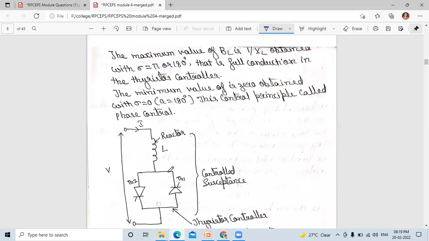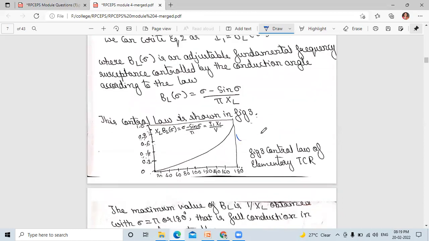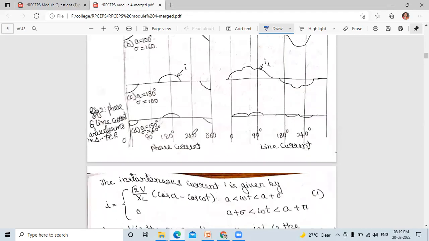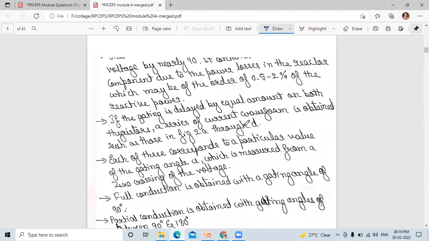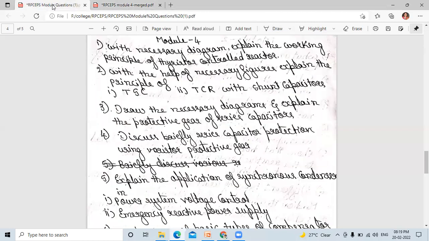Okay, these are important: waveforms and the control law of elementary TCR and equations, and if you write some sentences, that's enough. This is the main circuit. Okay, this is important, and this is important, and the waveform is important. Some equations with the sentences. Okay, they may ask this for 10 marks because it is a lengthy question. Okay. Next question, we shall see.